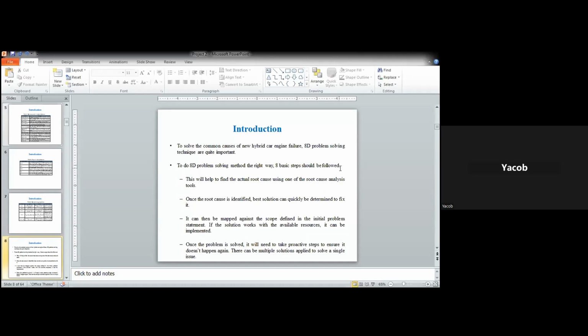To solve problems, 8D problem-solving techniques are followed. We followed 8 basic steps. This will help to find the actual root cause using one of the root cause analysis tools. Once the root cause is identified, the best solution can quickly be determined to fix the problem. It can be mapped against the scope defined in the initial problem. Then finally, once the problem is solved, proactive steps need to be taken to ensure it doesn't happen again.